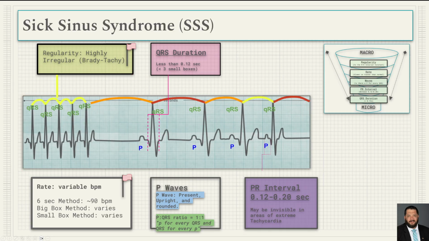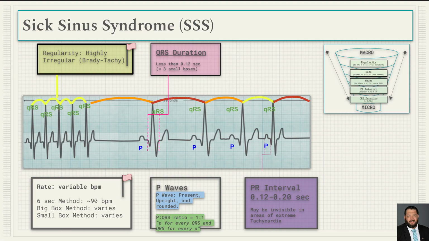Let's look at sick sinus syndrome. Using our same process that's already established, let's start with regularity. We note that when we march out our R to R intervals, we have high variability within the rhythm, and there's really no consistency to the regular pattern of the R to R appearance. Our rate also is highly variable. It's very difficult to identify an individual rate other than through looking at the 6-second method, which gives us approximately 90 beats per minute. Let's move to our waves.